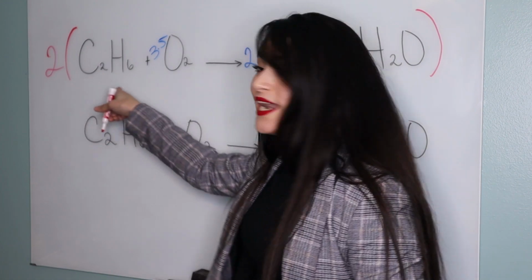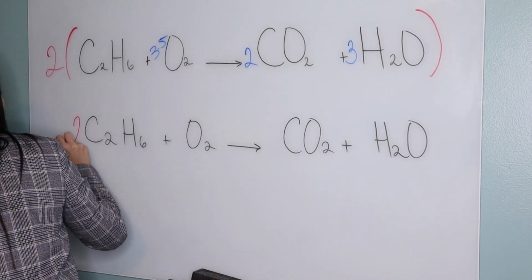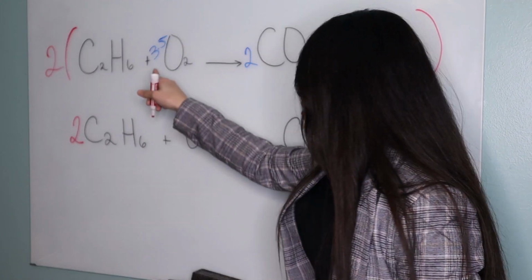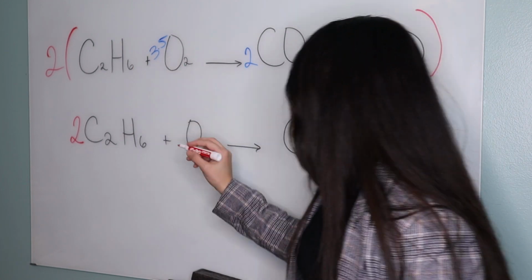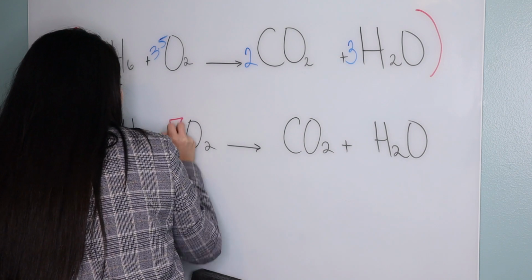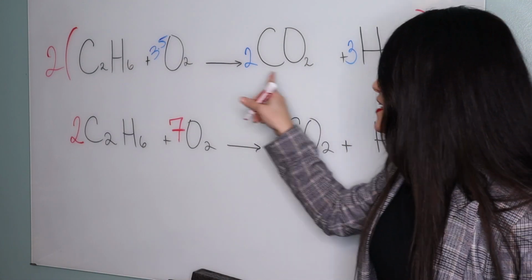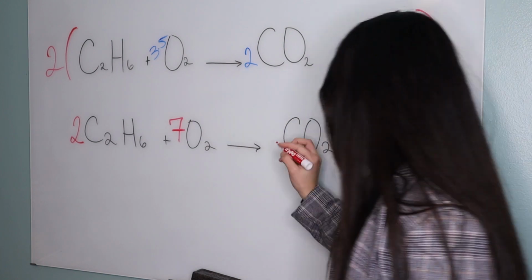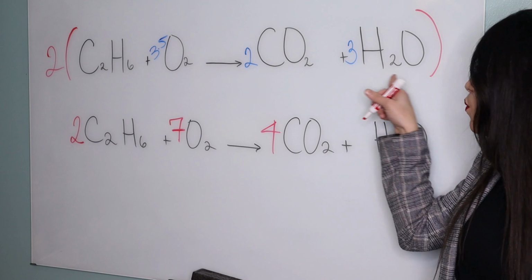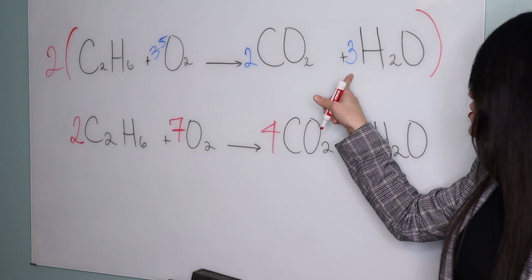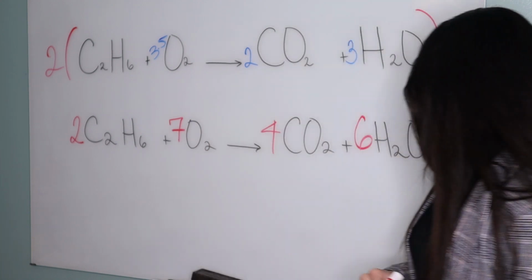We had 1 ethane, so 2 times 1 is going to make it into 2. We had 3.5 dioxygen, so 2 times 3.5 is going to equal 7. Then we have 2 carbon dioxide, so 2 times 2 is going to equal 4. Then we have 3 waters, so 2 times 3 is going to equal 6.